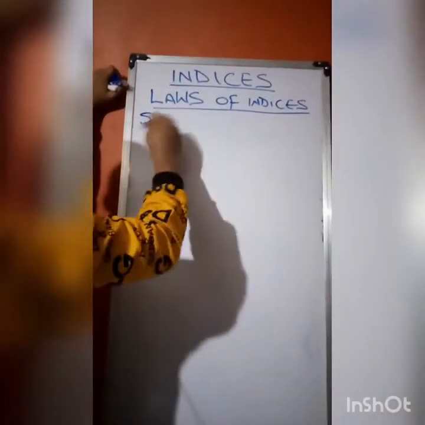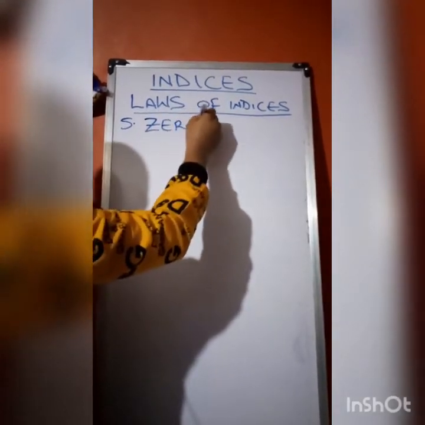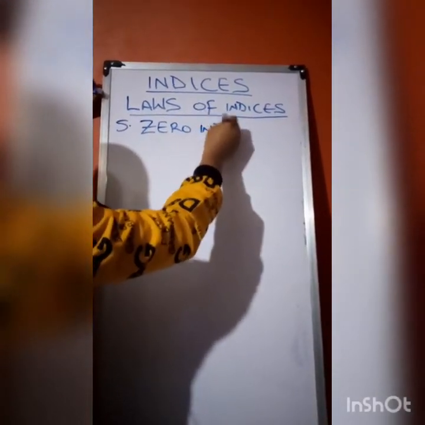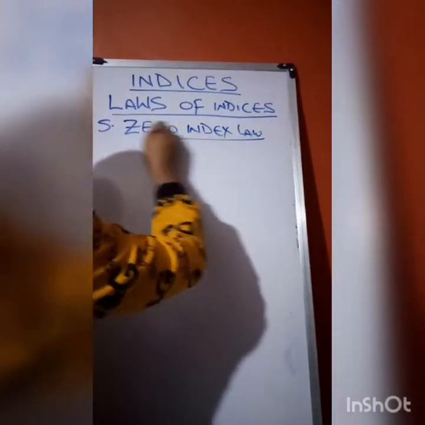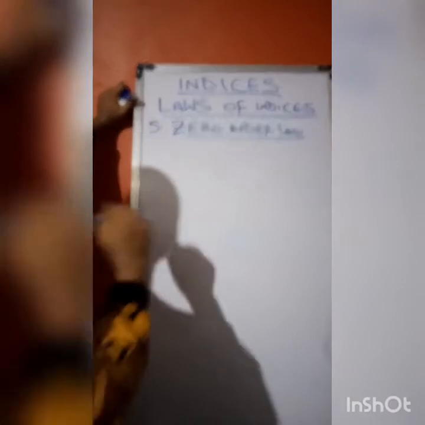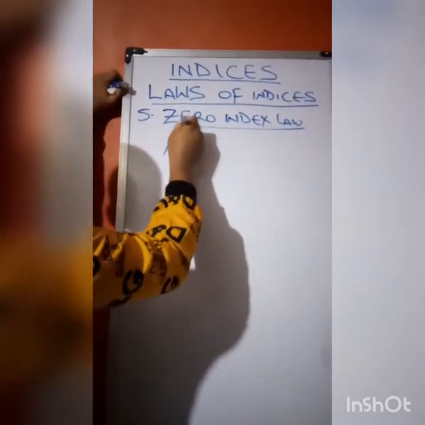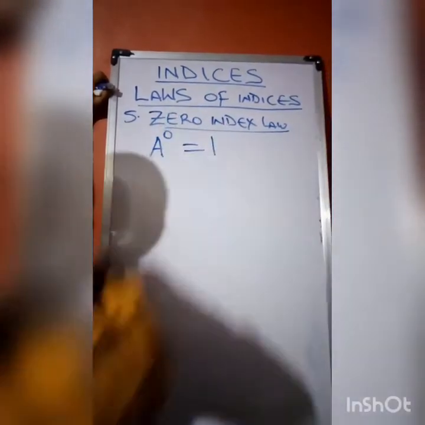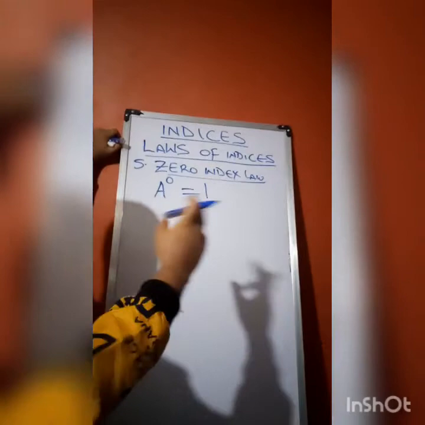The fifth law is the zero index. The zero index law. What does the zero index law state? The zero index law states that any number raised to power 0 must give me 1. Anything at all that is raised to an index of 0 will give me 1.